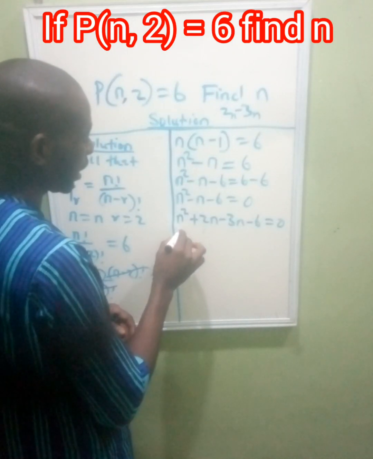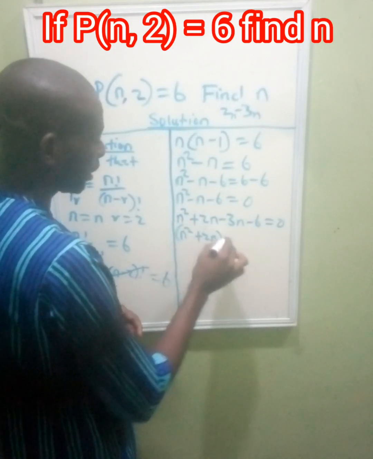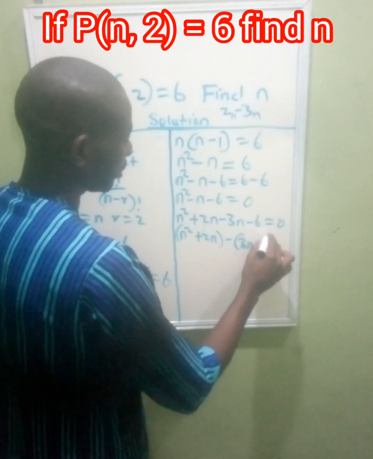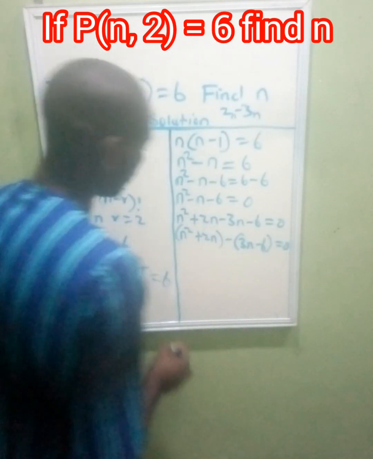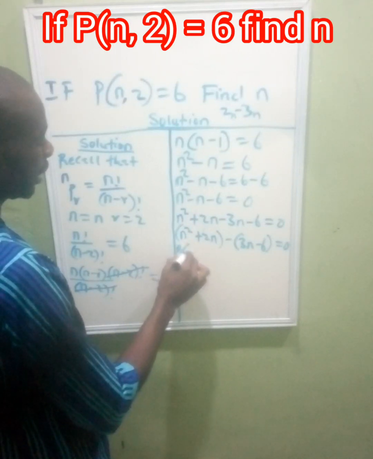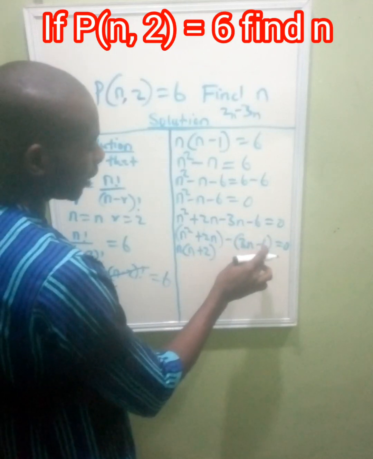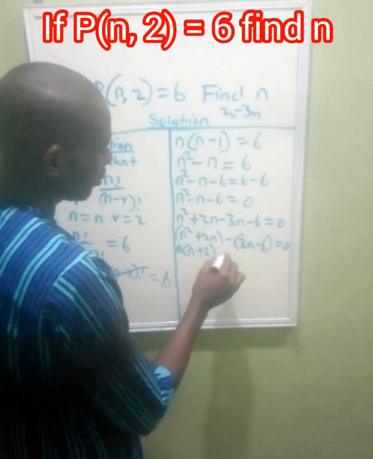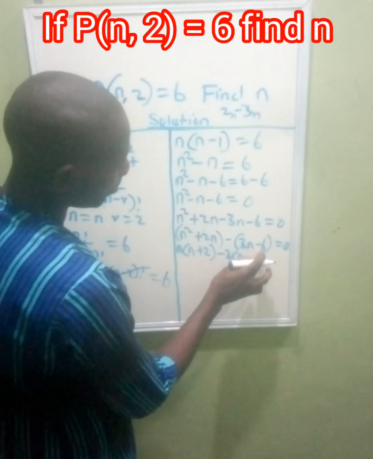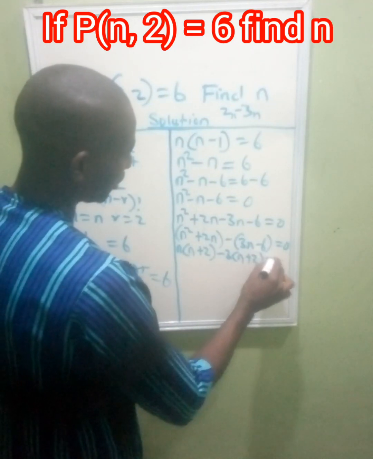Now we can have n squared plus 2n, we close our bracket. Then here we are going to have minus 3n minus 6, we close our bracket, is equal to 0. So what do they have in common? Both of them have n. We are going to factor n out, and we say n plus 2. Here you know that 3 can divide 3 and 3 can divide 6. We are going to have minus 3 into n, then minus 6 divided by minus 3 is going to give us plus 2, is equal to 0.